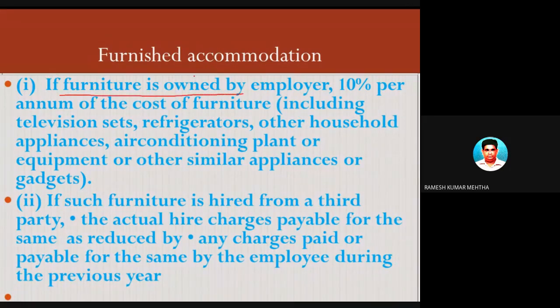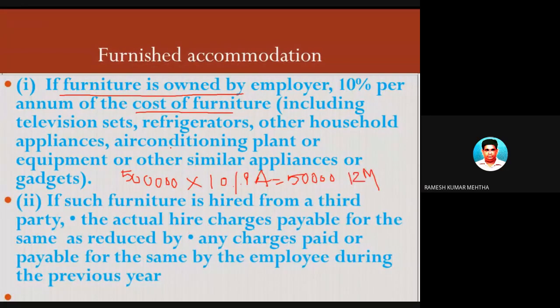If furnished accommodation is provided by the employer, then 10% per annum of the cost of furniture should be included. What do you mean by 10% per annum? For example, if the value of the furniture is 5 lakh rupees, provided by the employer to the employee, then the value of the perquisite in the form of furniture is 10% per annum, which means 50,000 rupees is the taxable value of the perquisite. This is 10% only if he is using the house for the full 12 months.